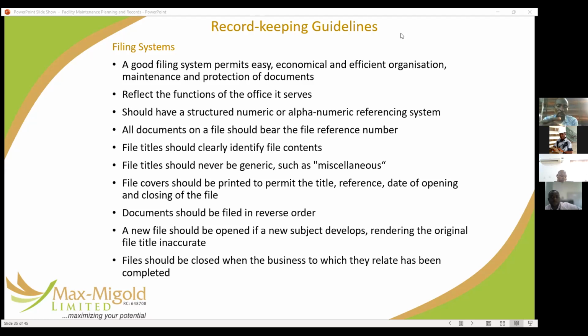Then all documents on a file should bear the file reference number. The file title should clearly identify the file content. The file title should never be generic, such as miscellaneous. When you say miscellaneous, that means you cannot ascertain what is inside that file. But when you have a heading for each of the files, when you are looking for anything relating to power, for example, you know which particular file you need to go to. You would not go to the air conditioning file to check for information regarding power.